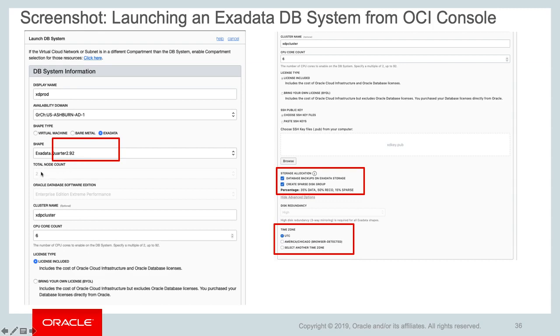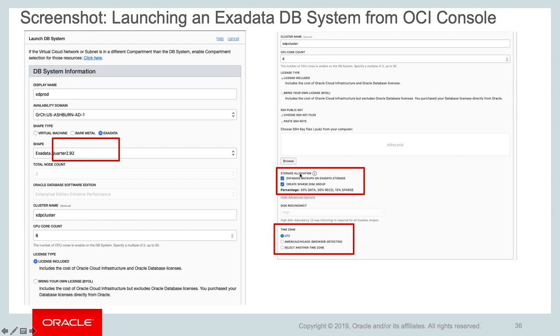It will automatically come with 2 nodes, and the database software edition cannot be changed as Exadata uses Enterprise Edition Extreme Performance. You need to provide the cluster name as well as the CPU core count, and this will be based on your subscription. Select the license type, whether license included or BYOL. Once you are done with it, you need to also specify your SSH public keys that you are going to use later. It means you need to have the private key for the public key you are providing in the console.